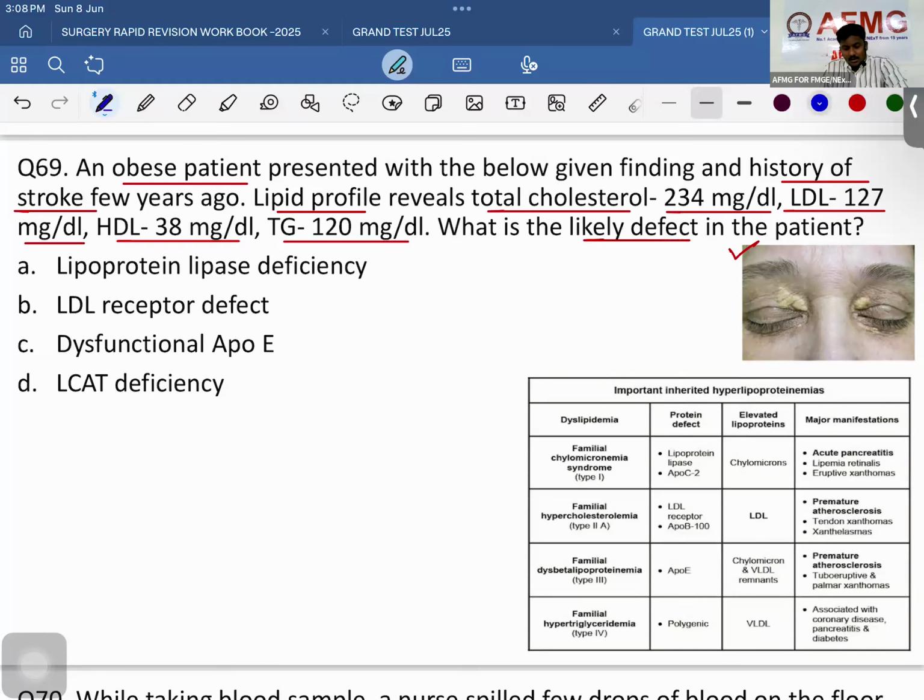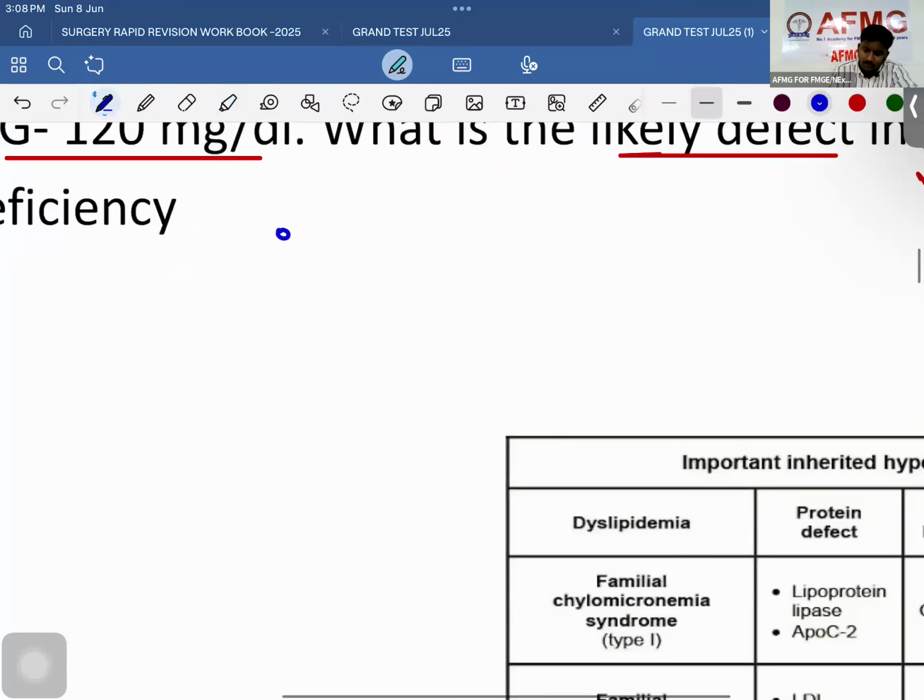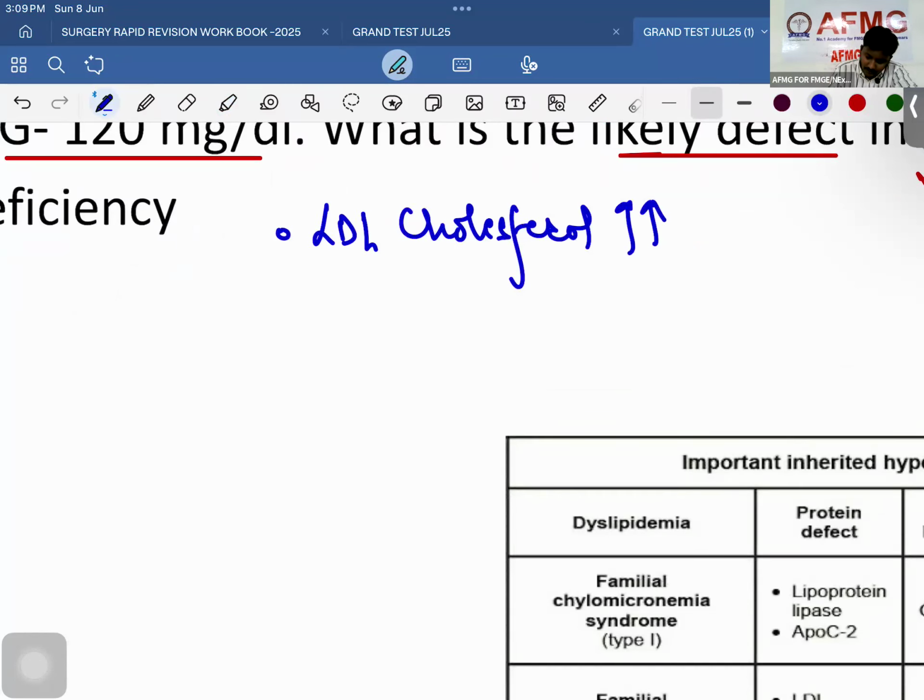Tell me, what is high in this patient? We know the total cholesterol level should be less than 200 milligrams per deciliter. Here it is high. Second, the LDL value should be less than 100 milligrams per deciliter. Here it is again high. So which type of cholesterol is high? Mainly LDL cholesterol is high. That is your bad cholesterol is going to be high. Okay? So please remember in this patient the LDL cholesterol is going to be high.